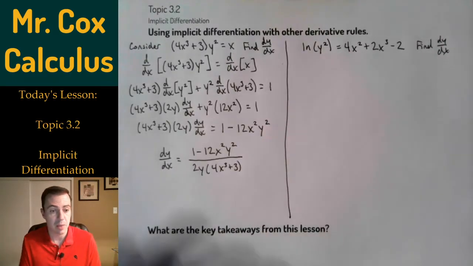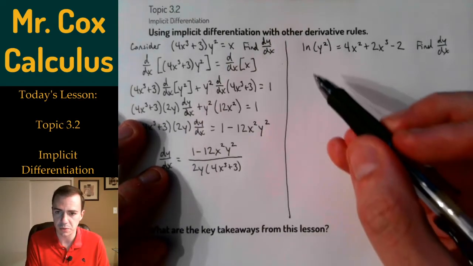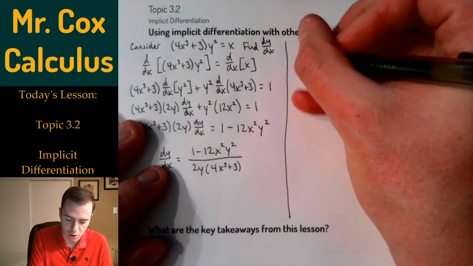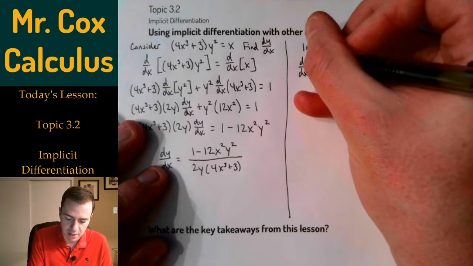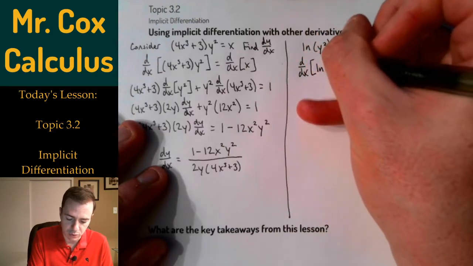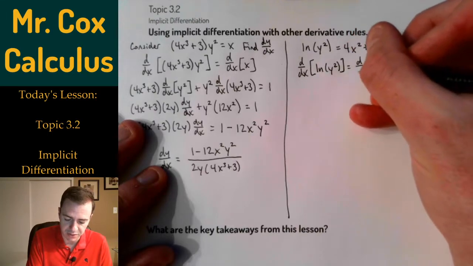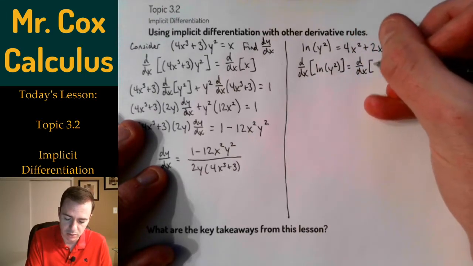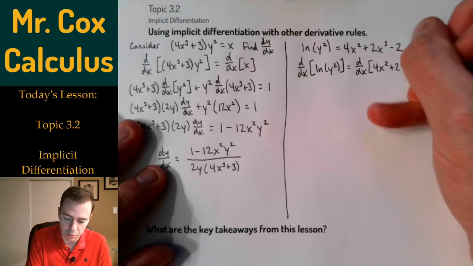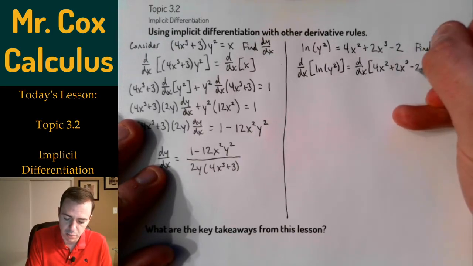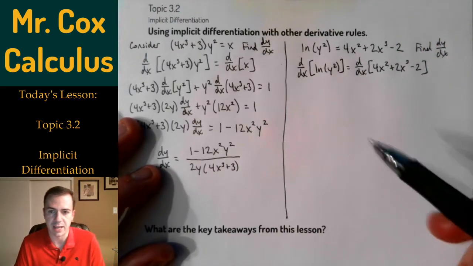dx. Well, that means I need to differentiate both sides with respect to x, so let's go ahead and start our notation process here. That is the derivative of the natural log of y squared with respect to x, and then I need to do the same operator to the right side. We'll take the derivative of 4x squared plus 2x cubed minus 2 with respect to x.